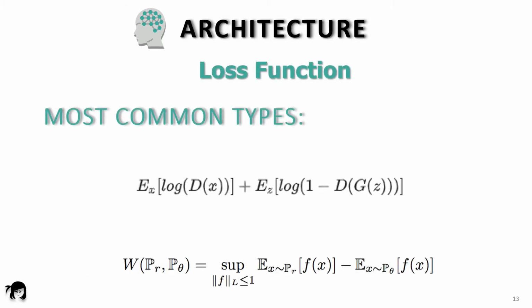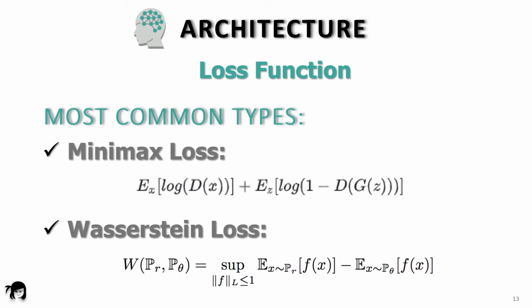Then comes the loss functions. The most common types are minimax loss and Wasserstein loss. In the minimax loss function, the generator tries to minimize the following function while the discriminator tries to maximize it. Then comes the Wasserstein GAN loss function that depends on a modification of the GAN scheme called Wasserstein GAN, or WGAN, in which the discriminator does not actually classify instances. For each instance, it outputs a number.